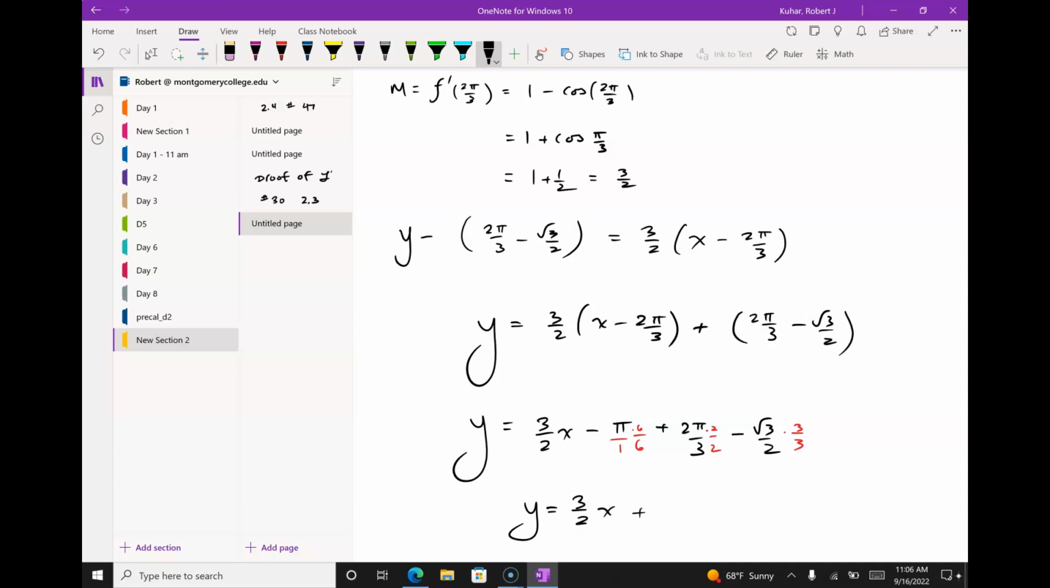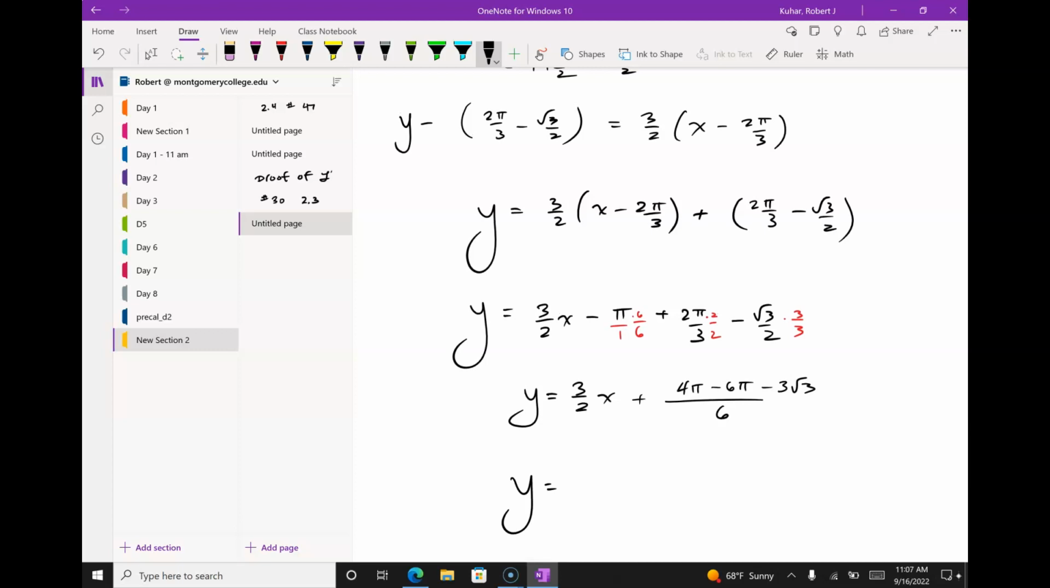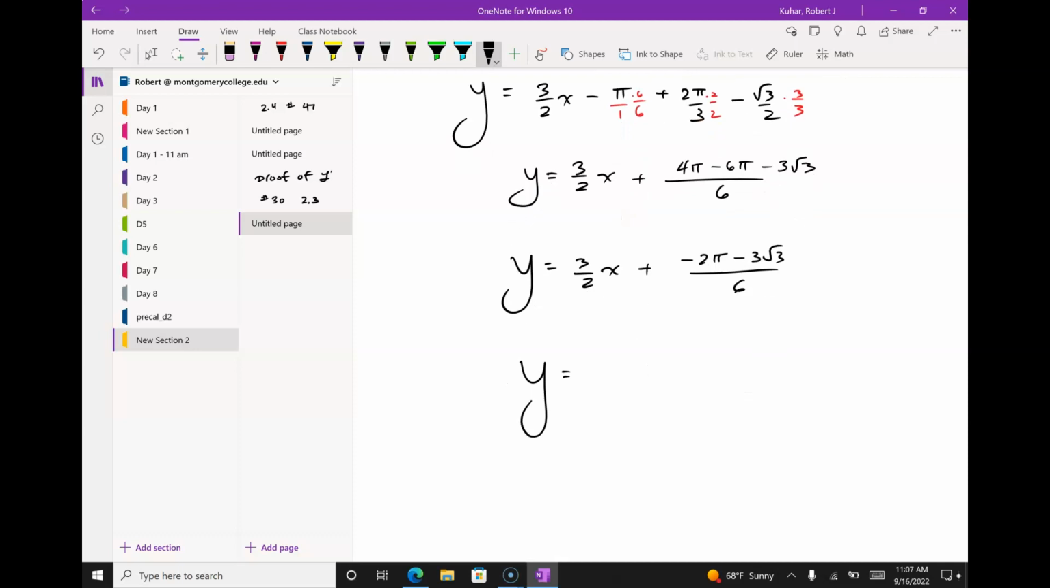So plus over 6. I'll take the positive one first, 4 pi minus 6 pi. Oh, I could have done that before. Minus 3 rad 3. So I get minus 2 pi minus 3 rad 3 all over 6. And of course I could take that negative out. I mean, if you gave me that answer, I'd be fine with it. But I like this one better.